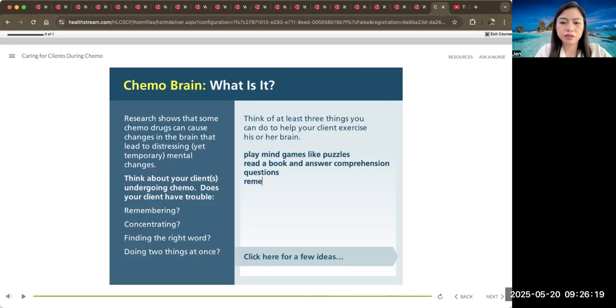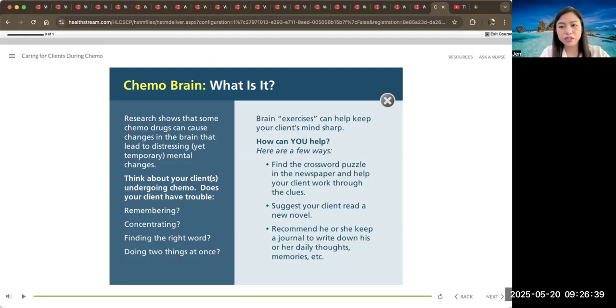Remember, or memorize numbers. Memorize phone numbers of significant people, for example, caregiver, doctor, nurse. So brain exercises can help keep your client's mind sharp. How can you help? Here are a few ways. Find a crossword puzzle in the newspaper and help your client work through the clues, or read a new novel. Recommend he or she keep a journal to write down daily thoughts, memories, etc. See? I was right.